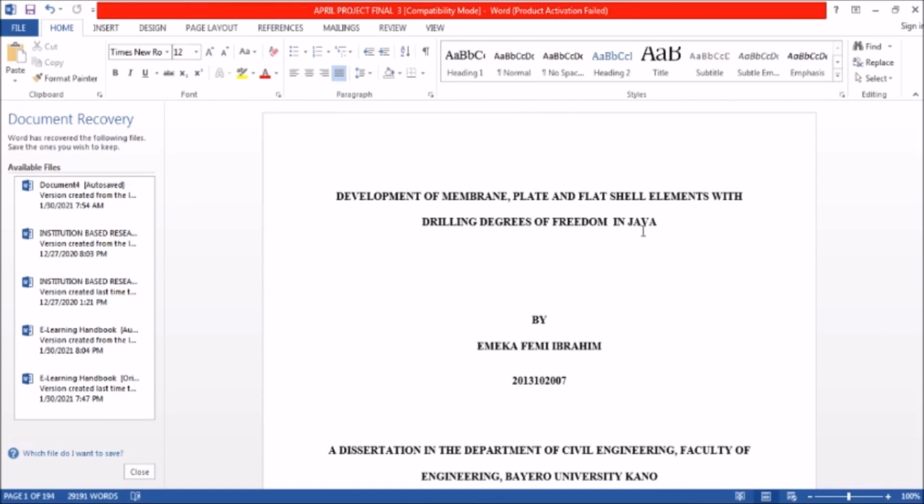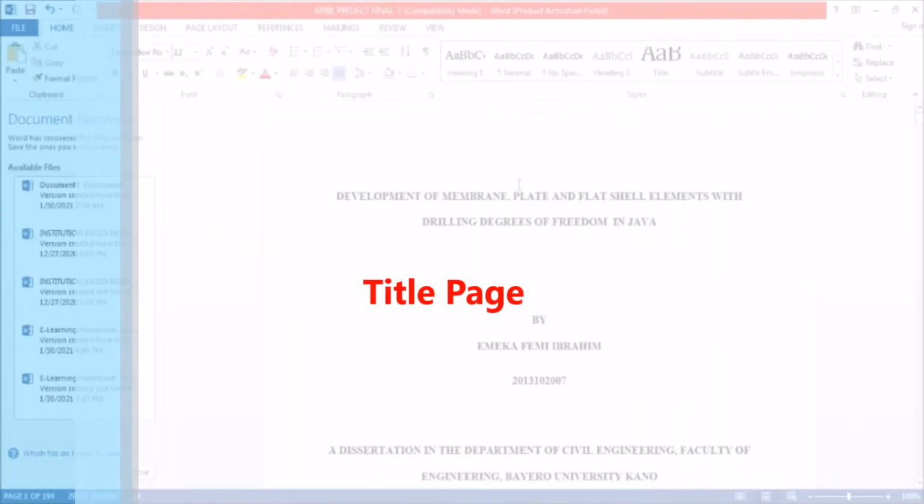Today I am going to show you how to prepare a thesis report or academic project report. So I will use a sample project, a master's degree project, to demonstrate to you the various things you need to know while preparing your project report.